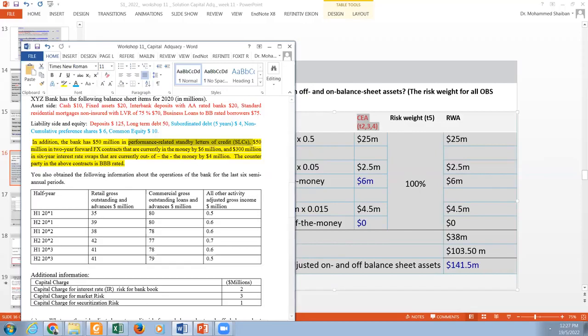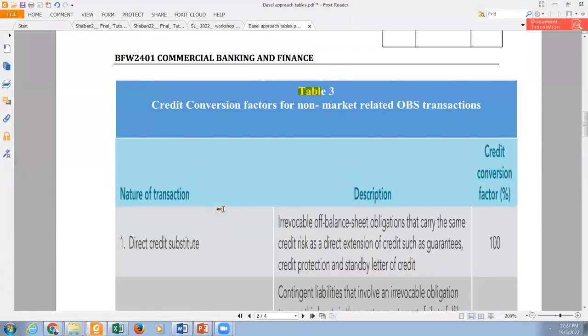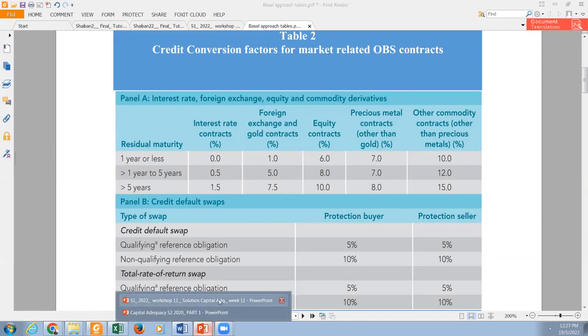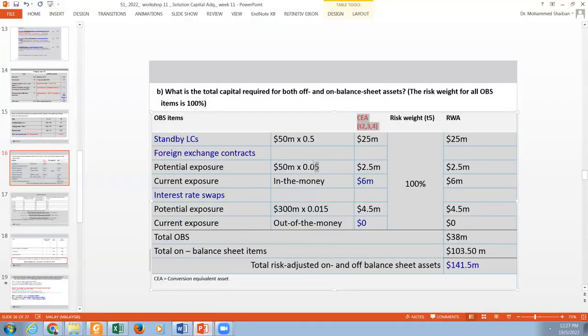So I will go to table 2. This is table 2. And I will look for the Forex contracts, and it's 2 years. So from 1 year to 5 years, this is 1 or less, this is 5, more than 1 to 5. So my friend is here. And it's Forex, so as you can see, it is this one. And it is in percentage. Remember, it is in percentage. It is 5%. So I will go and put it like 5%.